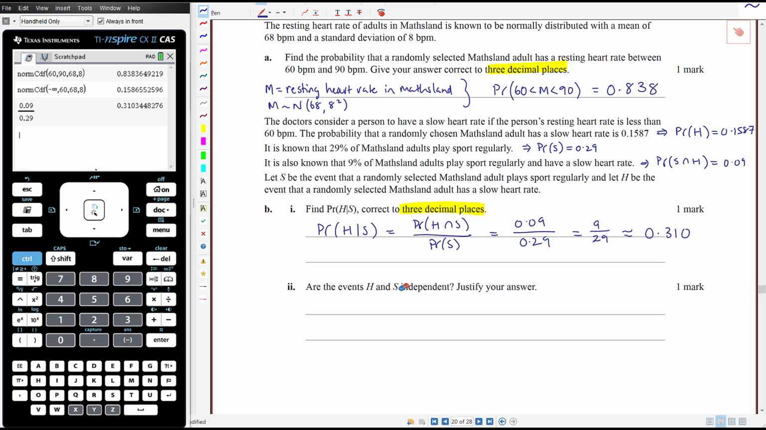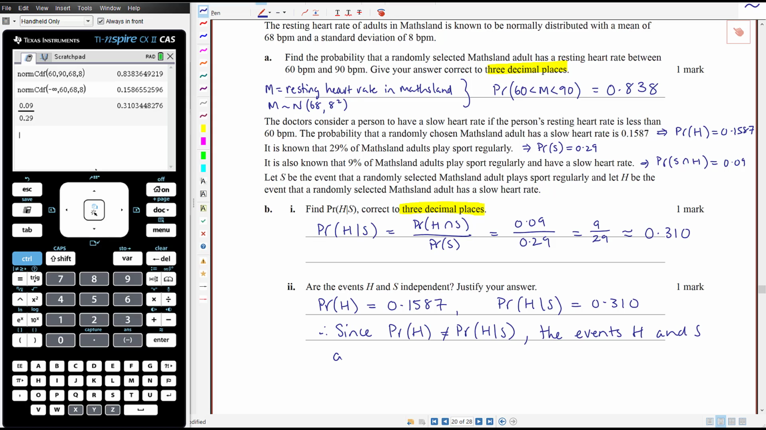Since the probability of H given S does not equal the probability of H, I might state those because I haven't actually stated this clearly. We know probability of H is equal to 0.1587, probability of H given S is equal to 0.310. Therefore, since the probability of H is not equal to the probability of H given S, the events H and S are not independent.